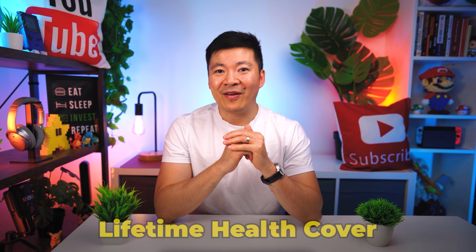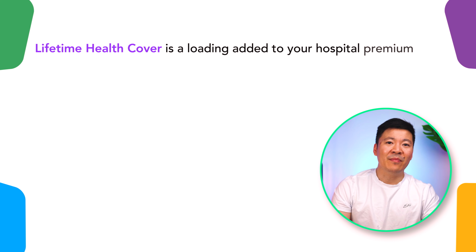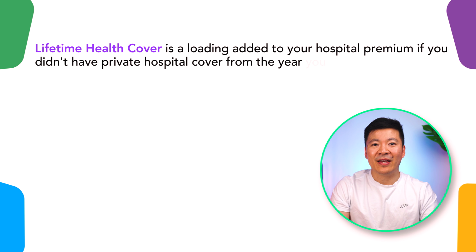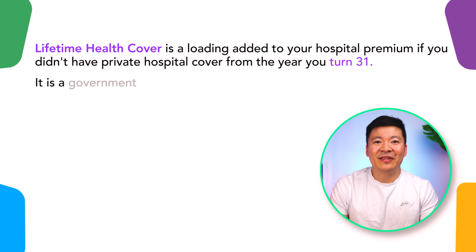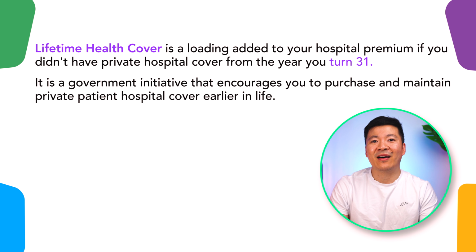You also need to know about lifetime health cover. Lifetime health cover is a loading added to your hospital premium if you didn't have private hospital cover from the year you turned 31. It is a government initiative that encourages you to purchase and maintain private patient hospital cover earlier in life. If you have not taken out and maintained private patient hospital cover from the year you turn 31, and then you decide to take it out later in life, you will pay a 2% LHC loading on top of your premium for every year you're aged over 30.